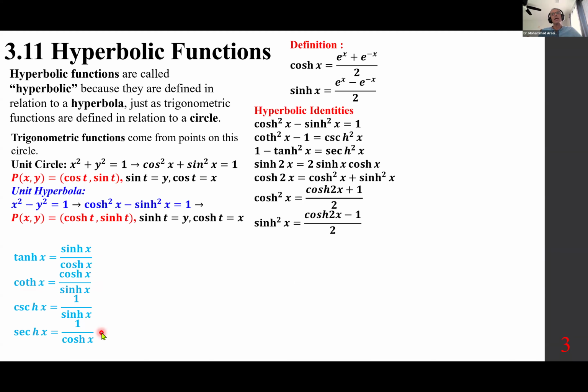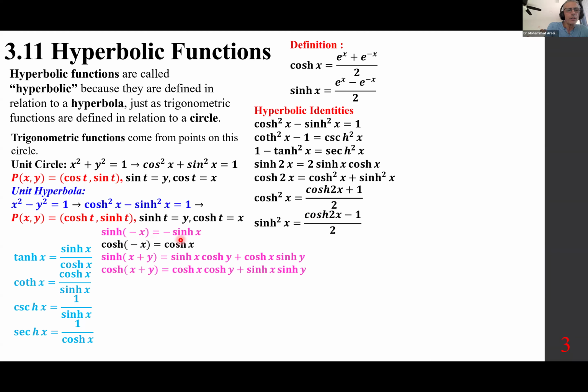Now, there are some identities that are similar or close. For example, we know cosine squared plus sine squared is 1. In this case, cosh squared minus sinh squared equals 1. Hyperbolic cotangent squared minus 1 is hyperbolic cosecant squared. 1 minus hyperbolic tan squared equals hyperbolic secant squared. Sinh 2x is 2 sinh x cosh x. As you recall, sine 2a is 2 sine a cosine a. Cosh 2x is cosh squared plus sinh squared. Cosine 2x was cosine squared minus sine squared. So cosh squared is cosh 2x plus 1 over 2, and sinh squared is cosh 2x minus 1 over 2. Similar, not exact.